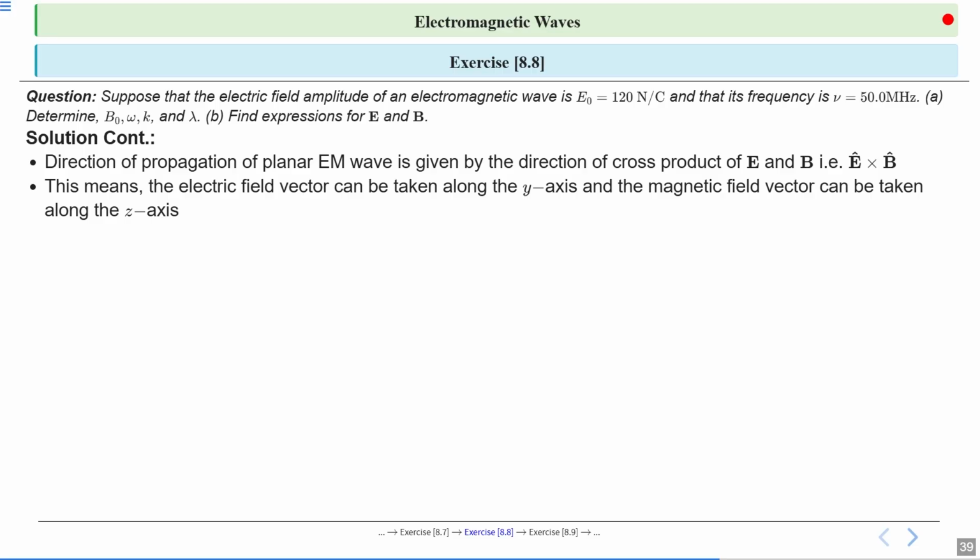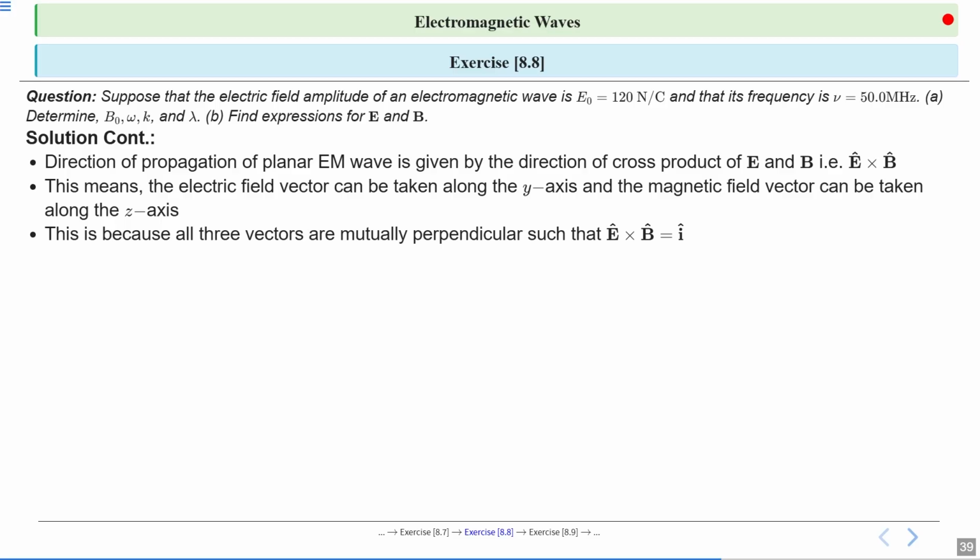So we are taking the electric field vector to be along the y-axis and the magnetic field vector to be along the z-axis. This is because all three vectors are mutually perpendicular. So we have taken the direction of propagation along the x-axis. The x-axis means i cap, so the direction of propagation came out to be i cap.